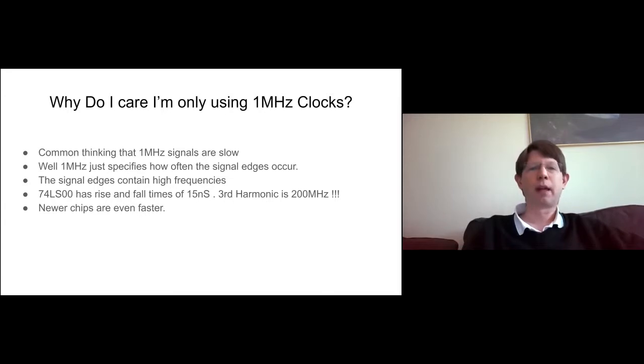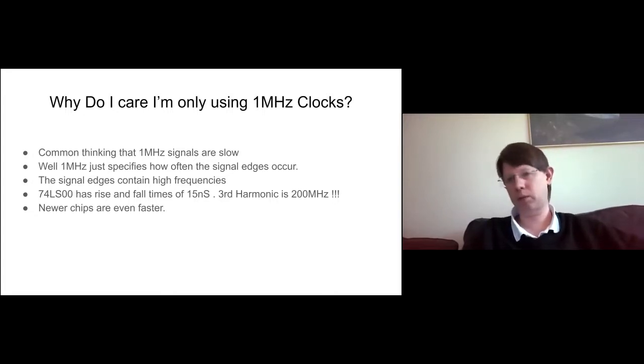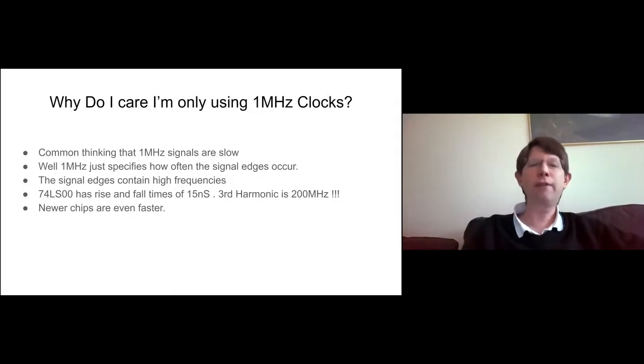74LS00, these chips have a rise time of about 15 nanoseconds. And that means the third harmonic is at 200 megahertz. And lots of people like to try and keep the fifth harmonic to keep a square wave looking reasonably square. So you're going even faster. So even with an old 74LS chip, you actually have quite a lot of high frequency energy going around.